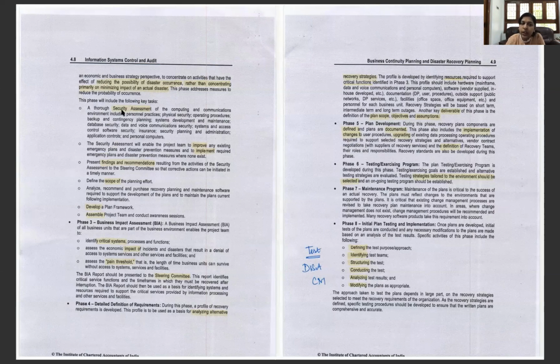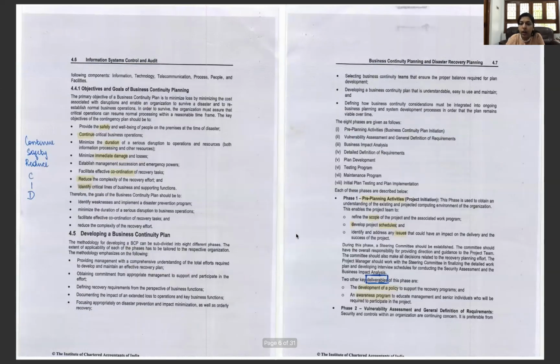A thorough security assessment. Then improve and implement any existing plan. So already we should have an existing plan, and we should improve and implement new emergency plans. And then present the findings and the recommendations, and then define the scope, develop a plan, and assemble the project team.